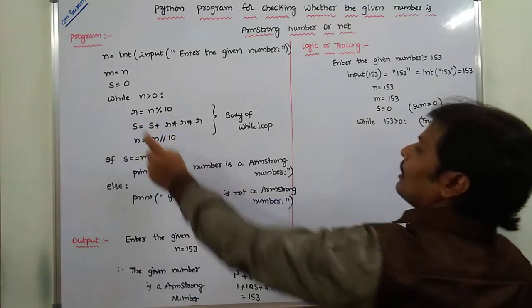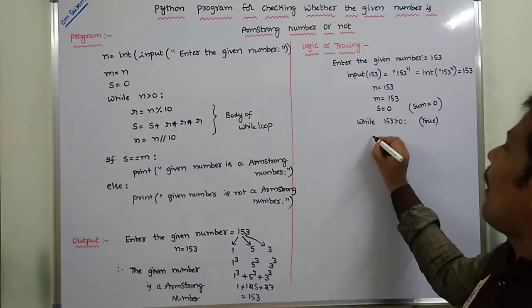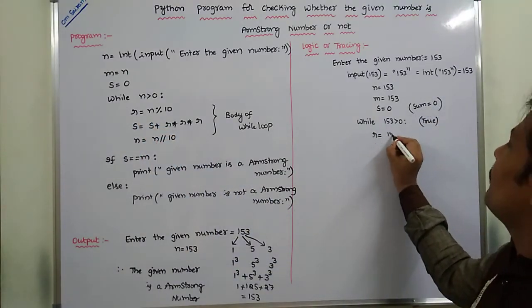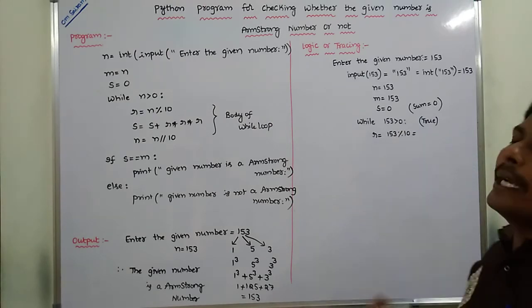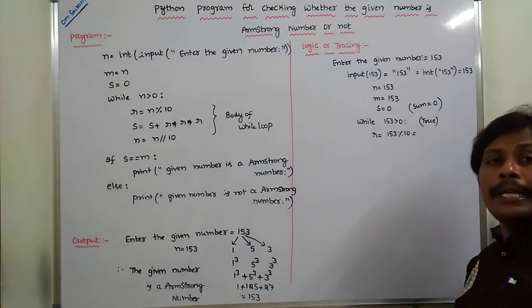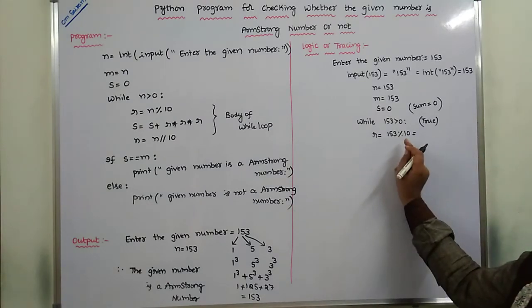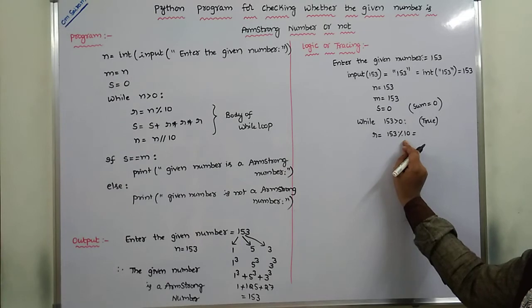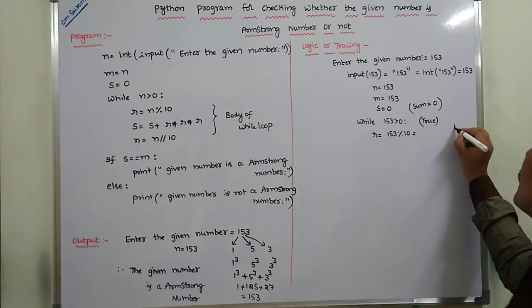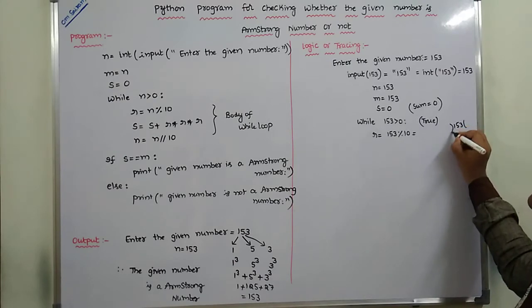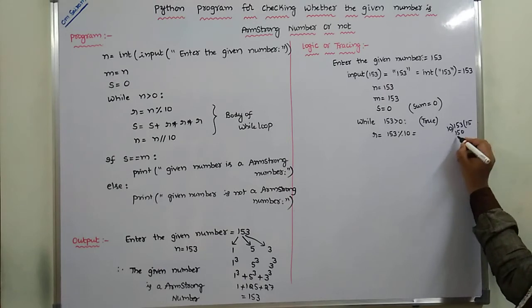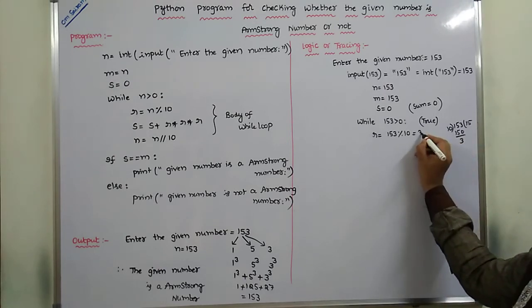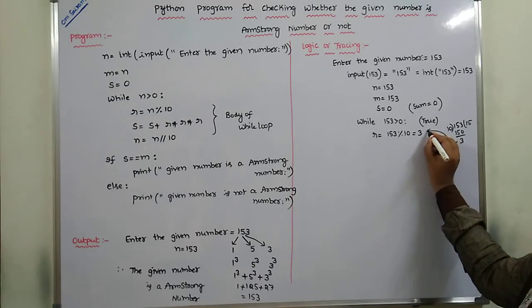Next, the first statement in the while loop: r is equal to 153 modulus operator 10. The modulus operator returns the remainder value. So 153 is divided by 10. What is the remainder we are getting? 10 divides 153 fifteen times, so 150, then we get remainder 3. So 3 is the remainder.